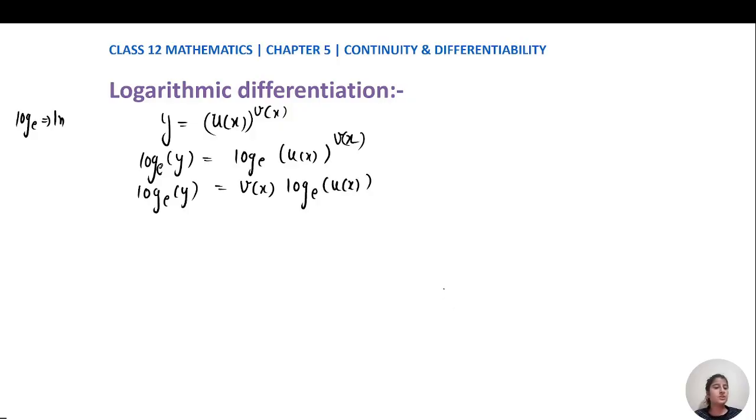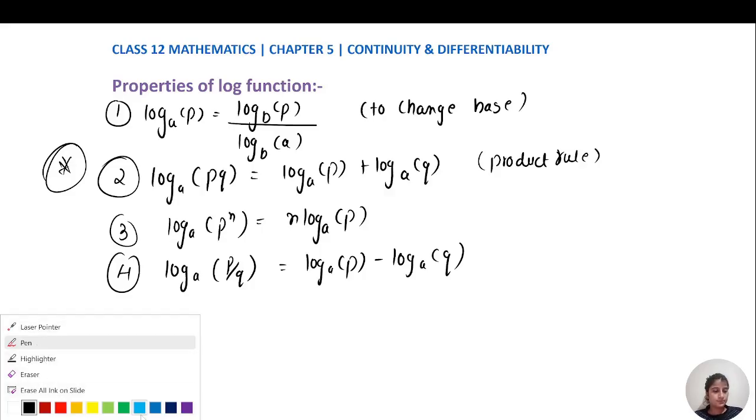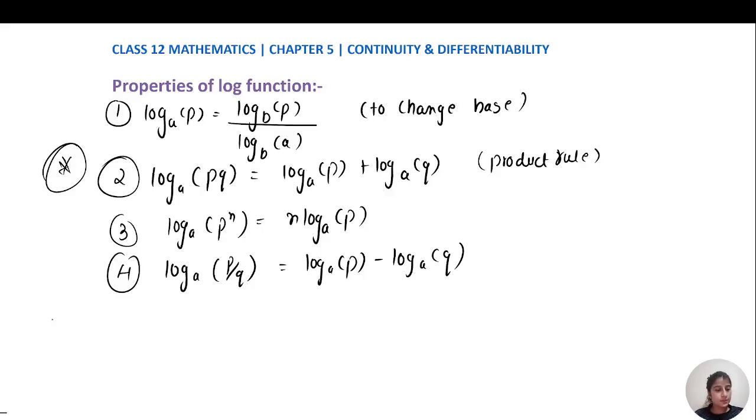Now differentiate both sides. Just use the chain rule or whatever we know about derivatives. So differentiate both sides. Okay, before that, maybe I should tell you the standard derivatives. The first one is the differentiation of the exponential function, that is e raised to x function. This is nothing but e raised to x. This is our first one.